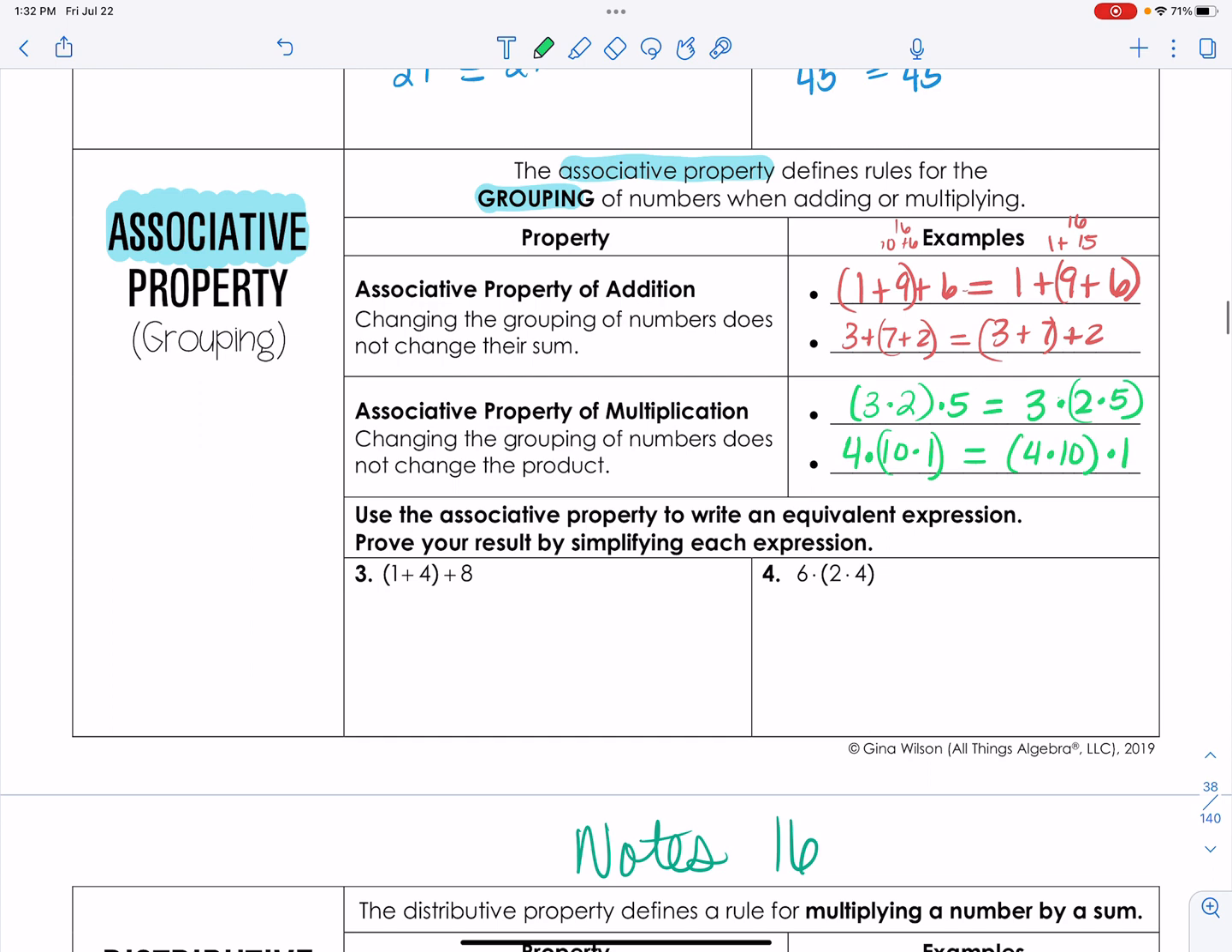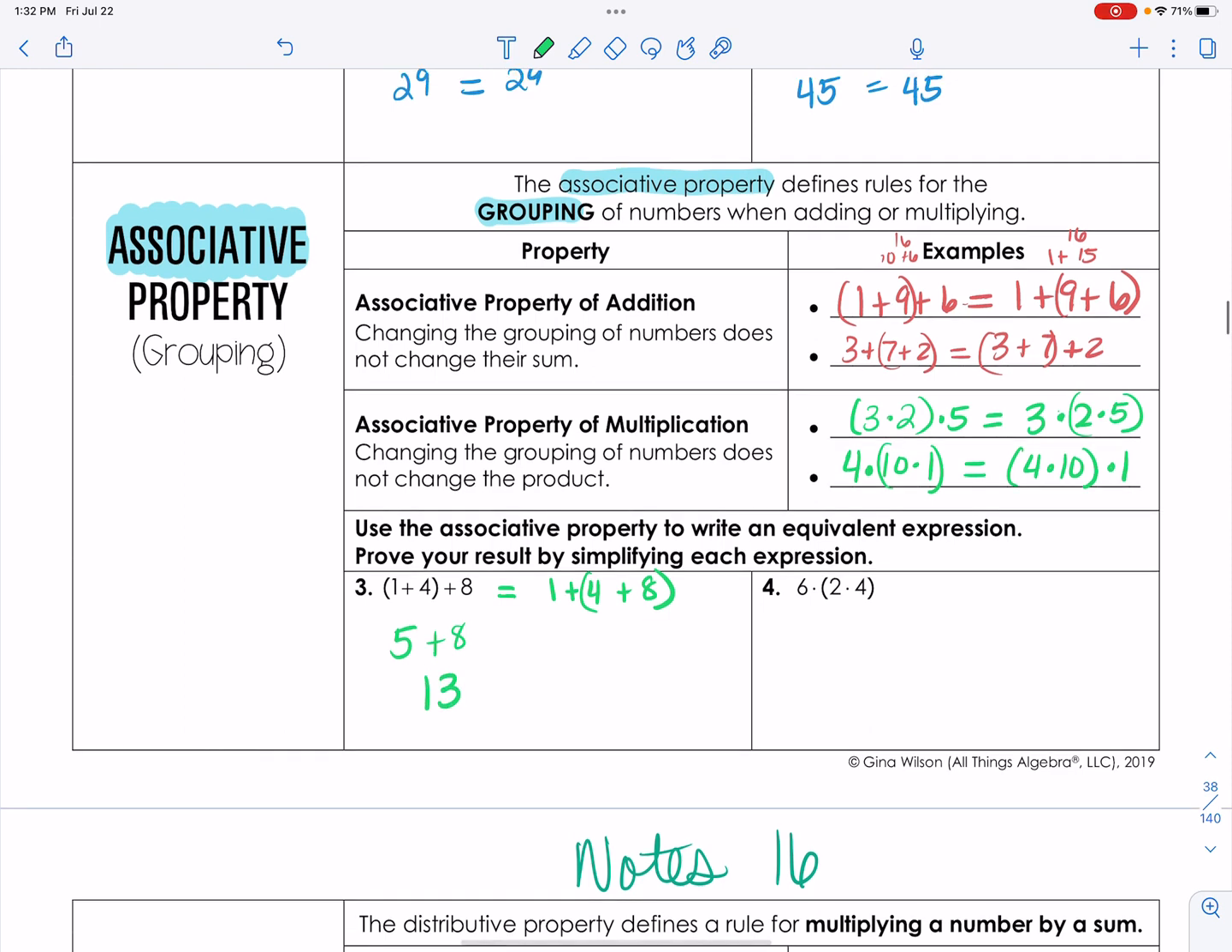If I look at the example here, my numbers stay 1 plus 4 plus 8, but now I'm going to move the parentheses. If I work this, this would be 5 plus 8, and that's 13. And this would be 1 plus 12, which is also 13. So you do get the same answer. On the next one, associative does not change the order, it changes what's grouped together. In this one, I'd have 6 times 8, which is 48, and in this one, I'd have 12 times 4, which is also 48. So 48 equals 48.